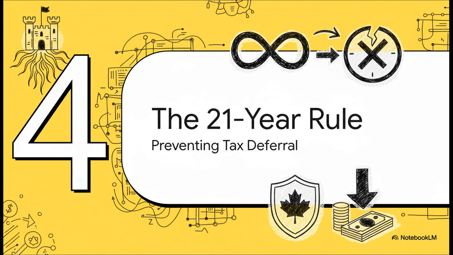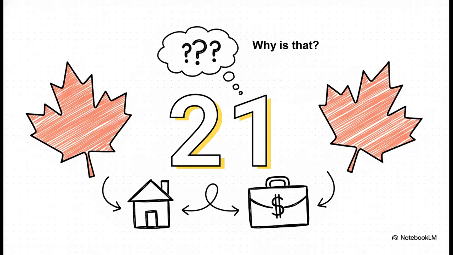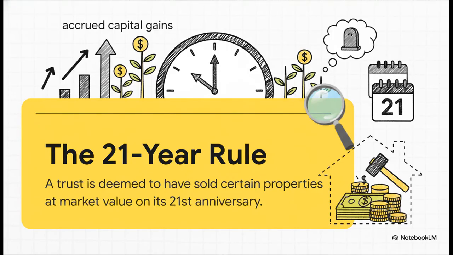All right, we're now going to shift gears to a more complex but absolutely critical rule in trust taxation. You see, unlike a person with a finite lifespan, a trust could theoretically exist forever. And to prevent that from being used to defer taxes indefinitely, the government put a very powerful anti-avoidance rule into the Income Tax Act. In the world of trusts, 21 is a really important number. Any idea why that might be? It's all because of something called the 21-year rule.